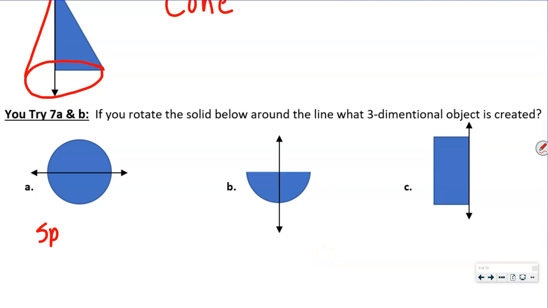So this one's going to be a sphere, right? The next one is going to be a hemisphere. And we just talked about C, didn't we? Basically, this is going to be a cylinder.